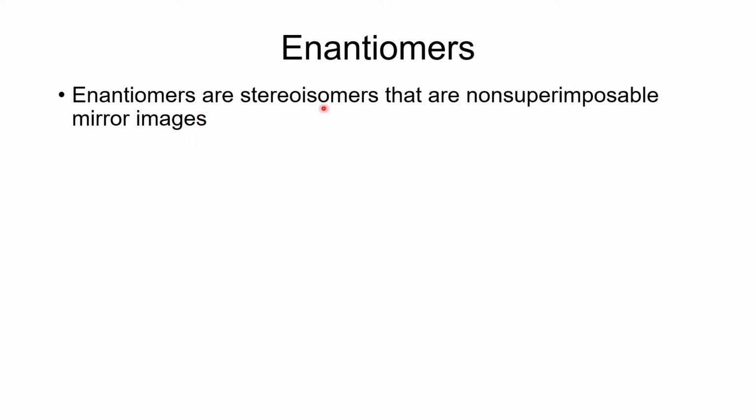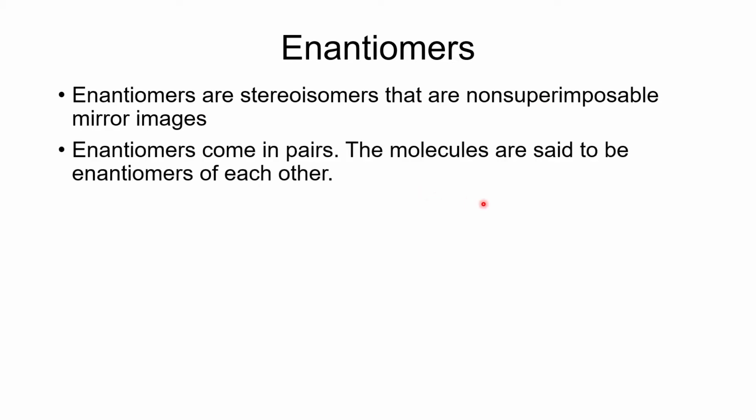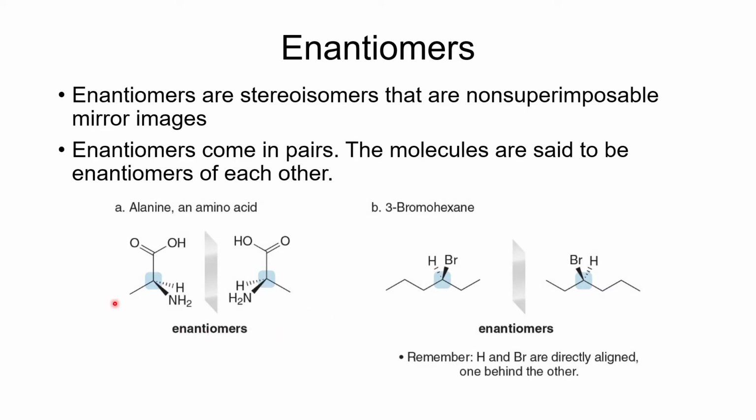So we've talked about enantiomers, and we know that enantiomers are stereoisomers that are non-superimposable mirror images of each other. They always come in pairs, so you don't have 3 enantiomers of each other. You have 2 enantiomers of each other. They're always in pairs. Okay. Here are a couple of examples. This one is alanine. Alanine has 1 stereogenic center. Here is its mirror image. If you attempt to superimpose, you'll find that this carbon does not superimpose. So these are enantiomers of each other. Here we've got 3-bromohexane, and with 3-bromohexane, we've got 1 stereogenic center at carbon number 3. And those are mirror images of each other and non-superimposable.